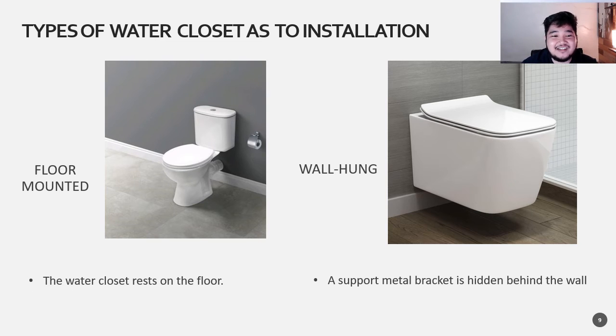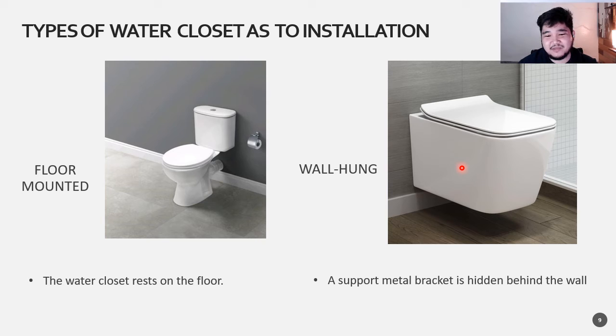Okay, so now let's talk about the types of water closet as to installation. So I guess this is pretty straightforward. We have floor mounted, where of course the water closet rests on the floor, and we have wall hung. Though you can't actually see it, there's a metal support bracket hidden behind the wall. So that's how they stay in place.